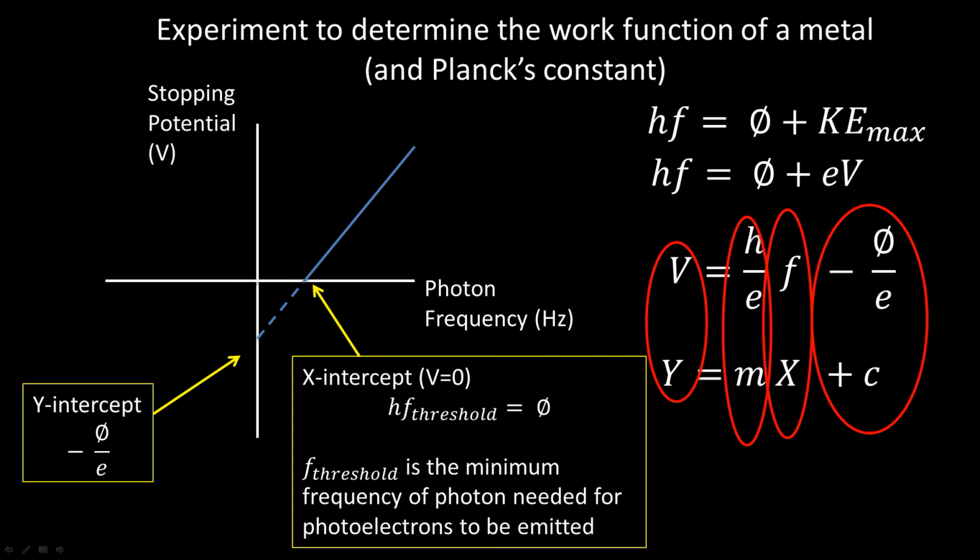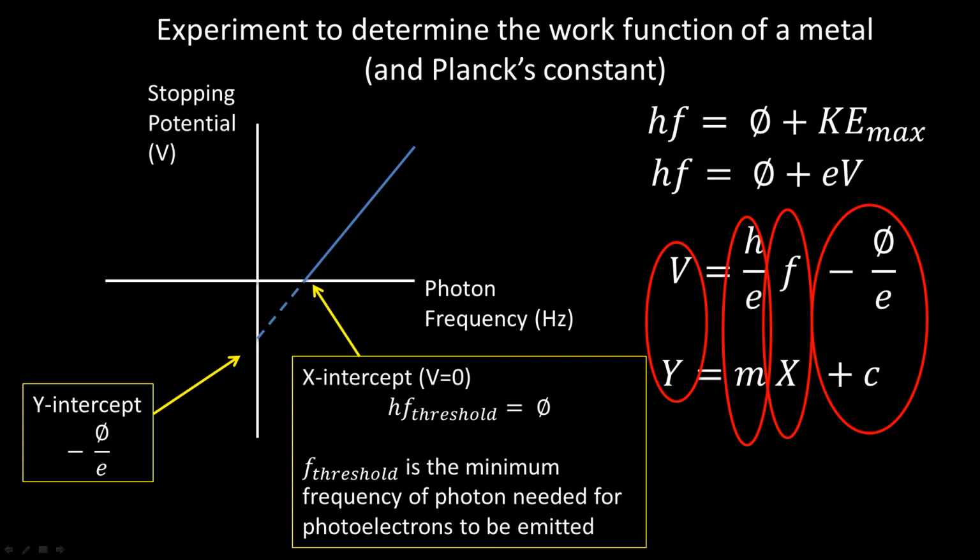If we match things up, we've plotted V on the y-axis and f on the x-axis. That means the gradient of this graph is Planck's constant over the charge on the electron. And this extrapolated y-intercept, because remember we can't do the actual readings in this dotted region, gives us the negative of the work function over the electron charge. So from this single experiment we can determine the work function for the metal and Planck's constant.